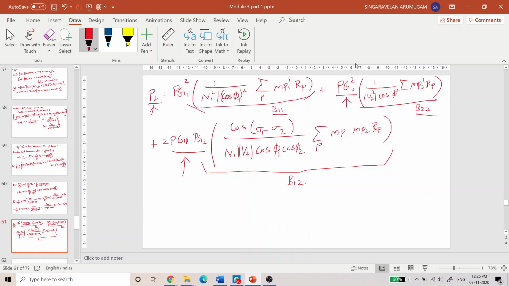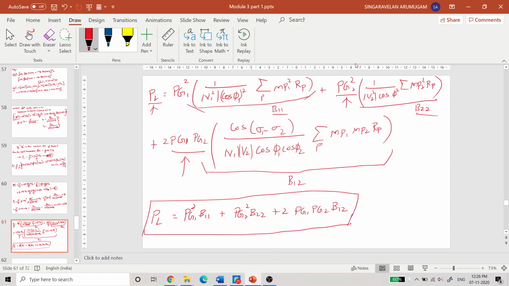Then finally PL is equal to Pg1 square B11, plus Pg2 square B22, plus 2 Pg1 Pg2 B12. So this is the final equation for power transmission losses.